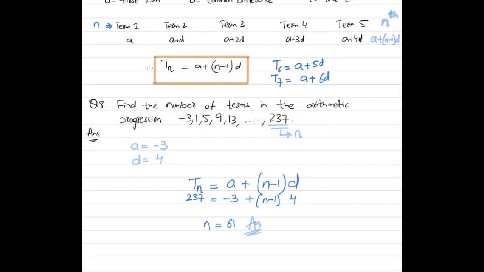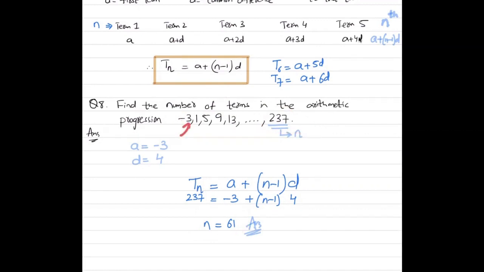Yes, sir. Sir, under Tn, why did you write 237? Because I'm saying that it is the last term, and the last term is 237. So when you calculate, n comes out to be 61, which means that from the start there were 61 terms.